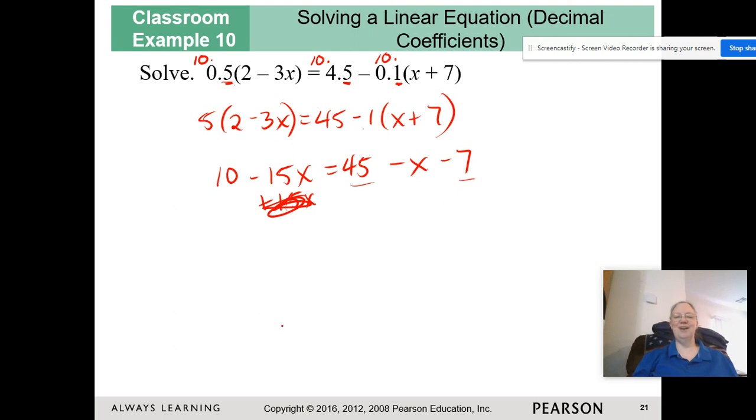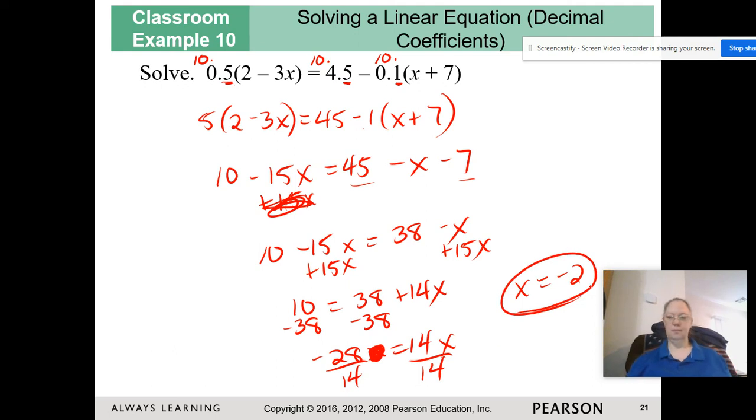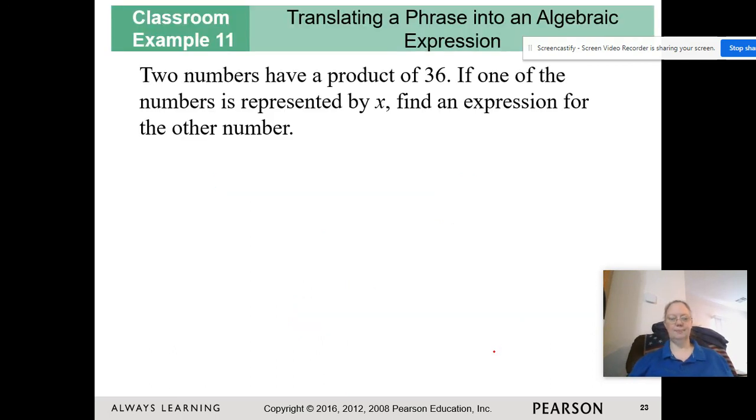Sorry, I'm going to combine my 45 and my 7. What do we got? 38. Now I'm going to get my x's on the same side. Take my 38 to the other side. And that should not be an x. And I get negative 2. All right.